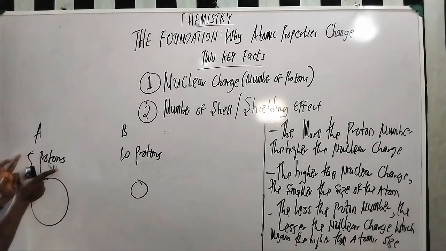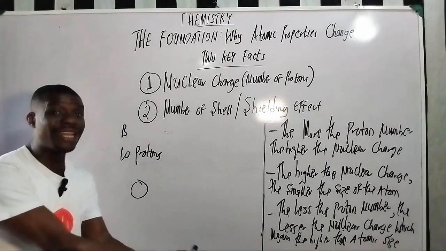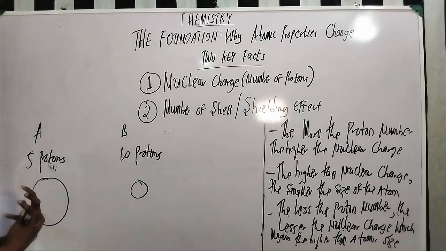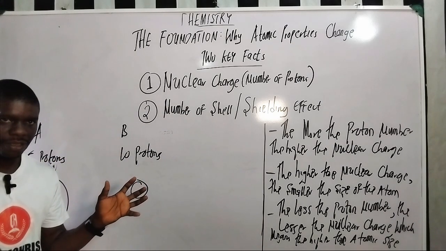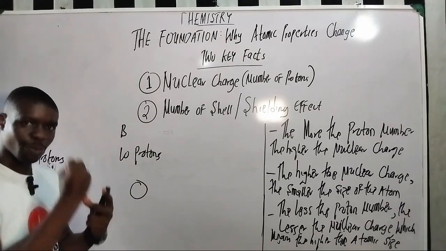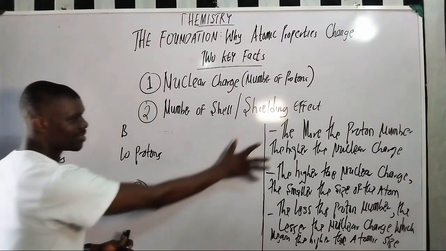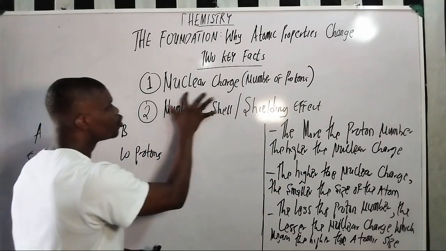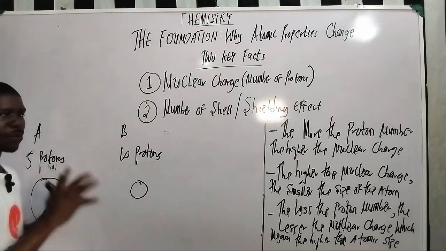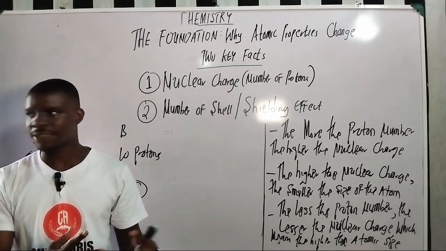Compared to this one, which has only 5 protons, the pulling effect will not be as much. So the fewer the protons, the larger the size, and the more the protons, the smaller the size, due to nuclear charge, which is determined by the number of protons. If you understand this, then you can understand atomic size, ionization energy, and the rest.